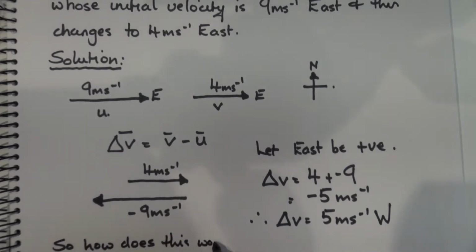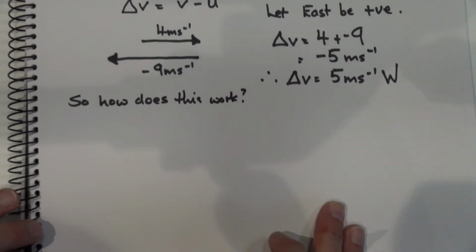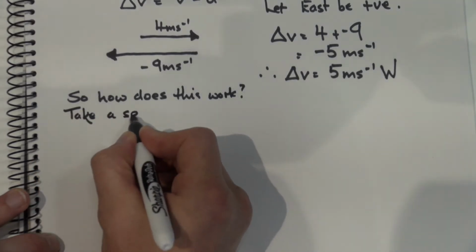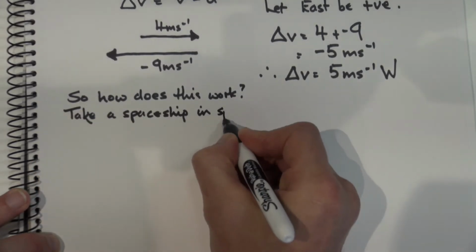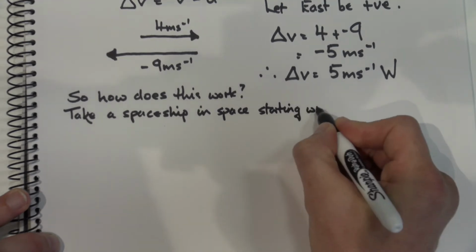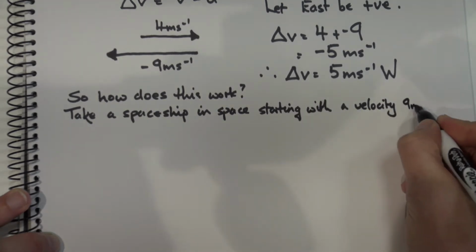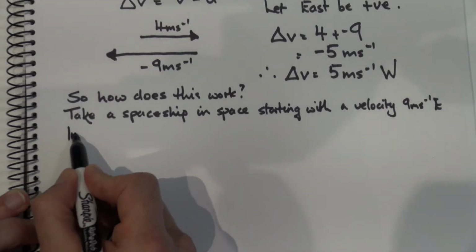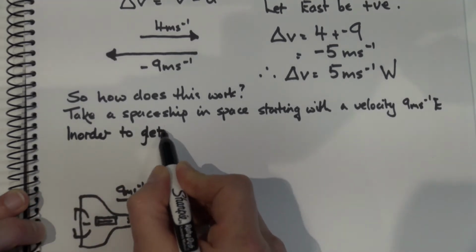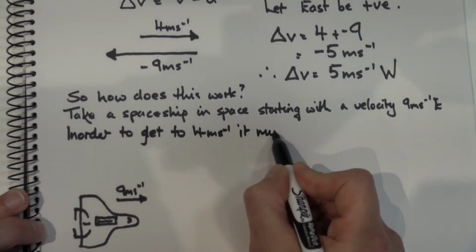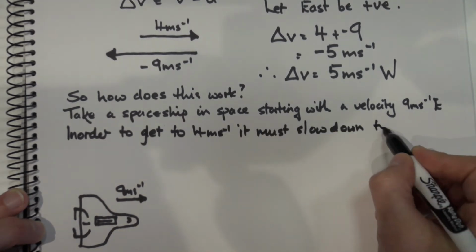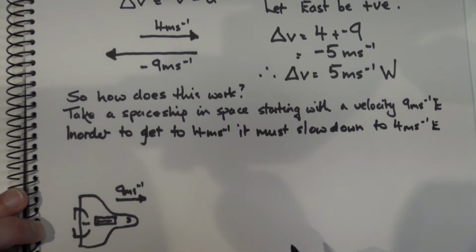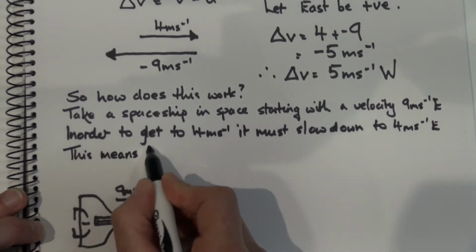So what we want to know is, how does this work? Well, what's going on? Imagine we take a spaceship that is flying through space. Remember, it's under Newton's first law of inertia, so it'll carry on at a specific velocity of 9 meters per second east. So there's our spaceship, 9 meters per second east. Now in order to get to 4 meters per second, it's going to have to slow down. Something's going to have to happen to it. This is going to be our change in velocity.